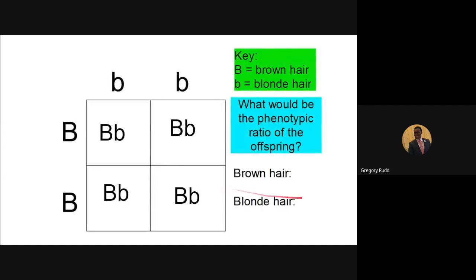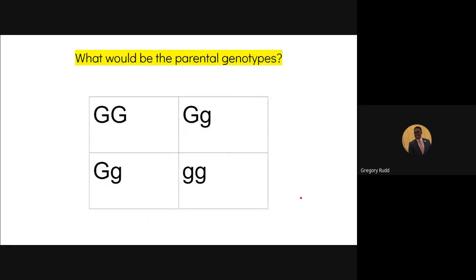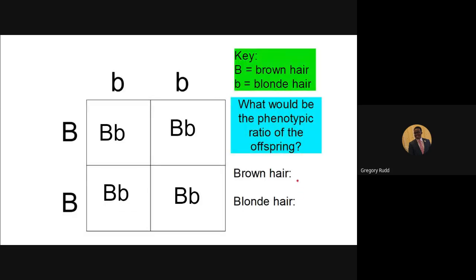Oh, why didn't it answer? Okay, oh well. So in this case, we would have 4 offspring with brown hair, 0 with blonde hair. So the phenotypic ratio is 4 to 0. 100% of the offspring are brown haired.